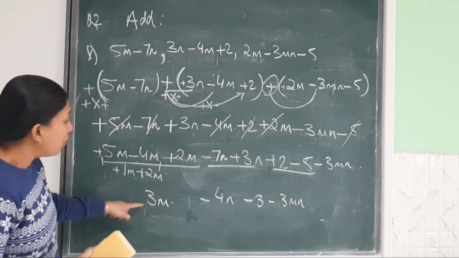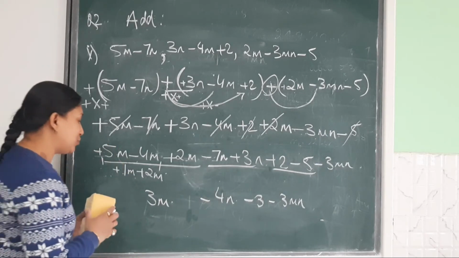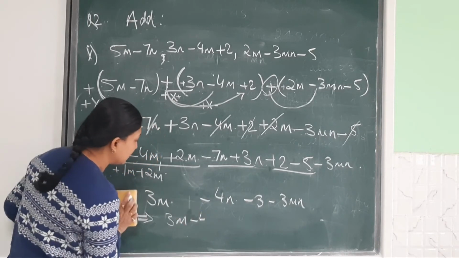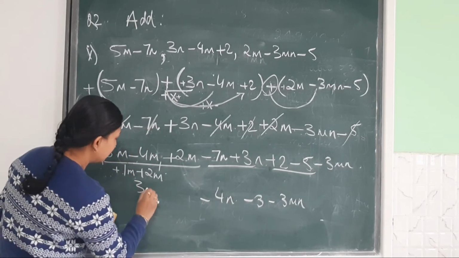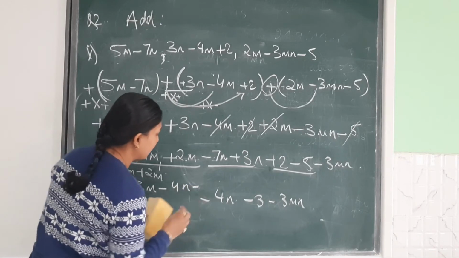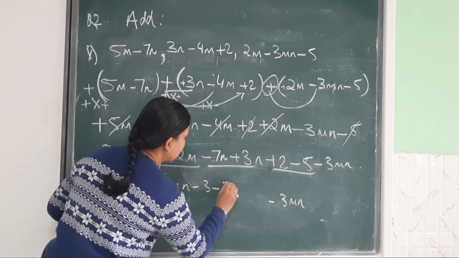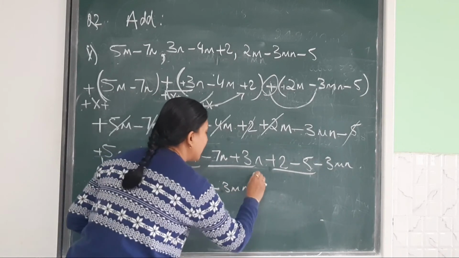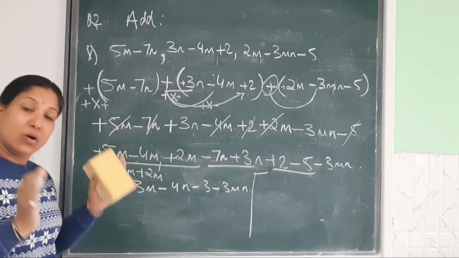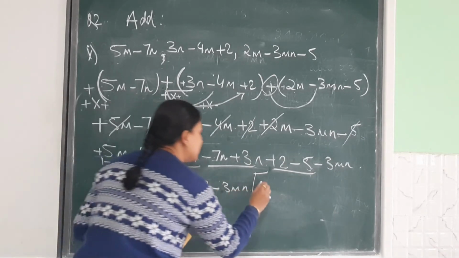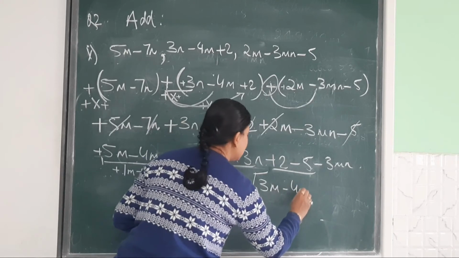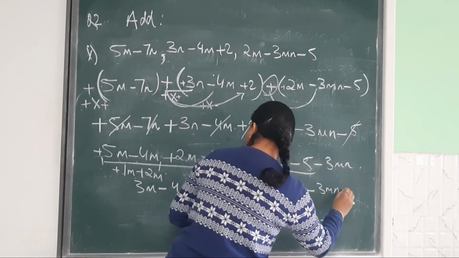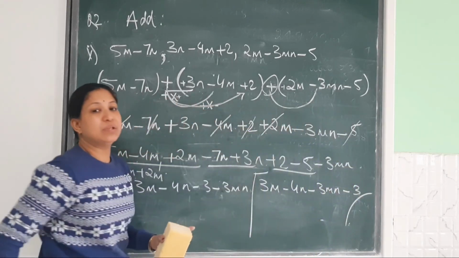But yes, see all the terms that you have got. Now you club together. So the answer will be 3m minus 4n minus 3 minus 3mn. This is what I have solved. Now what will you do? When you write the answer, first write all the terms with the variables. So here your answer will be 3m minus 4n. Include this variable also, 3mn, minus 3, and this will be the answer.